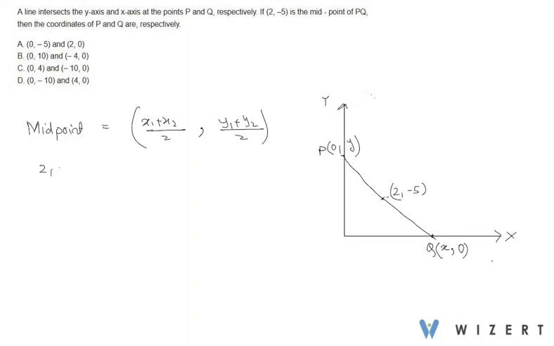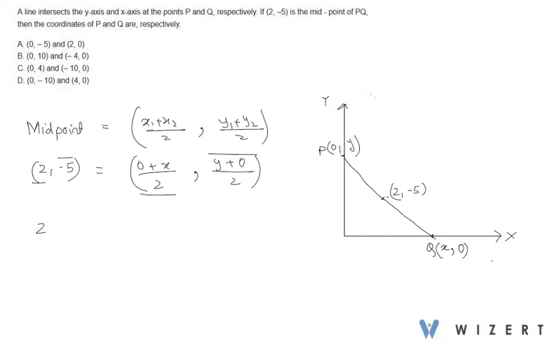So we get (2, -5) is equal to ((0 + x)/2, (y + 0)/2), where x1 is 0, x2 is x, y1 is y and y2 is 0. Now we can simply equate respective coordinates here, that is x coordinate with x coordinate and y coordinate with y coordinate, in order to get the values.